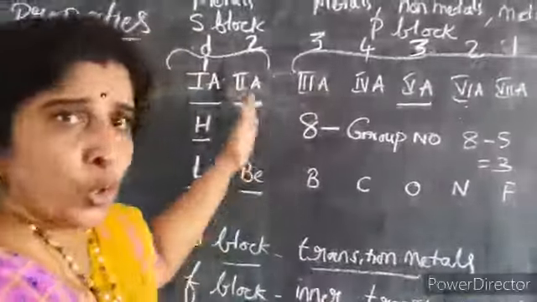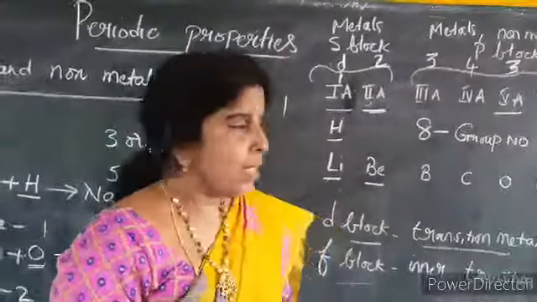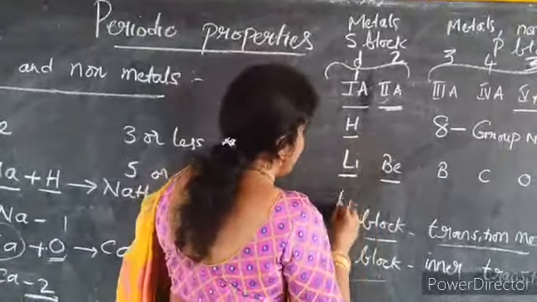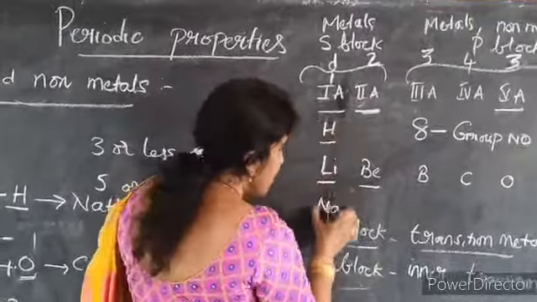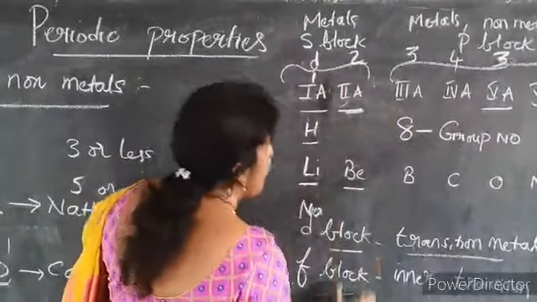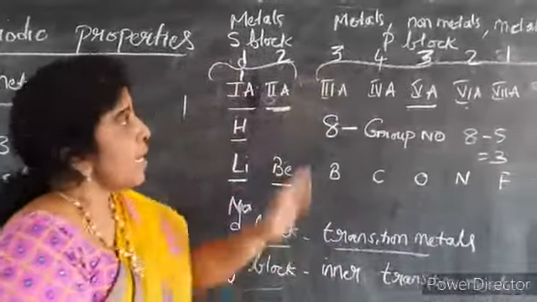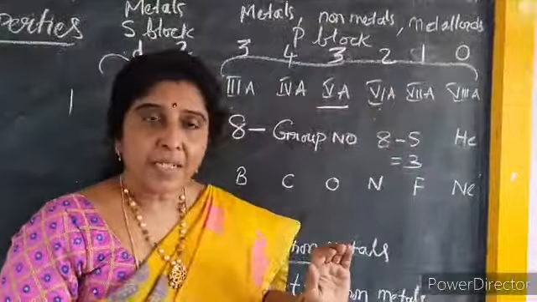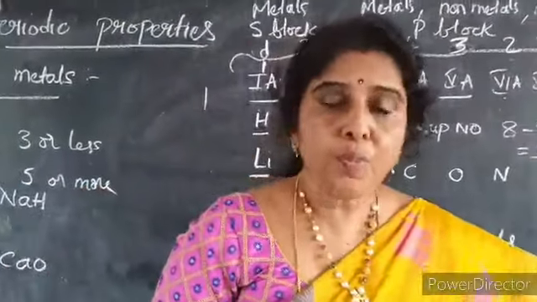Coming to any group, for example, the valency remains the same. Hydrogen, lithium, sodium, potassium belong to 1A group. The valency of all these elements is 1. The valency of all 2A group elements is 2. All 3A group elements, it is 3, and so on. Fine. This is how you can get the valency of the group elements.